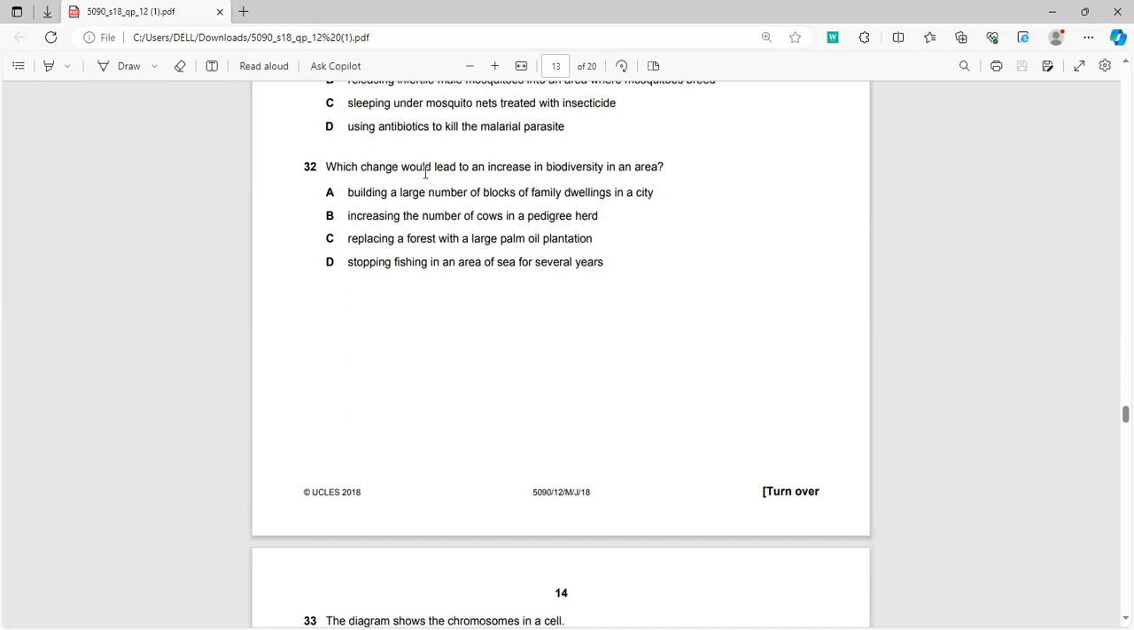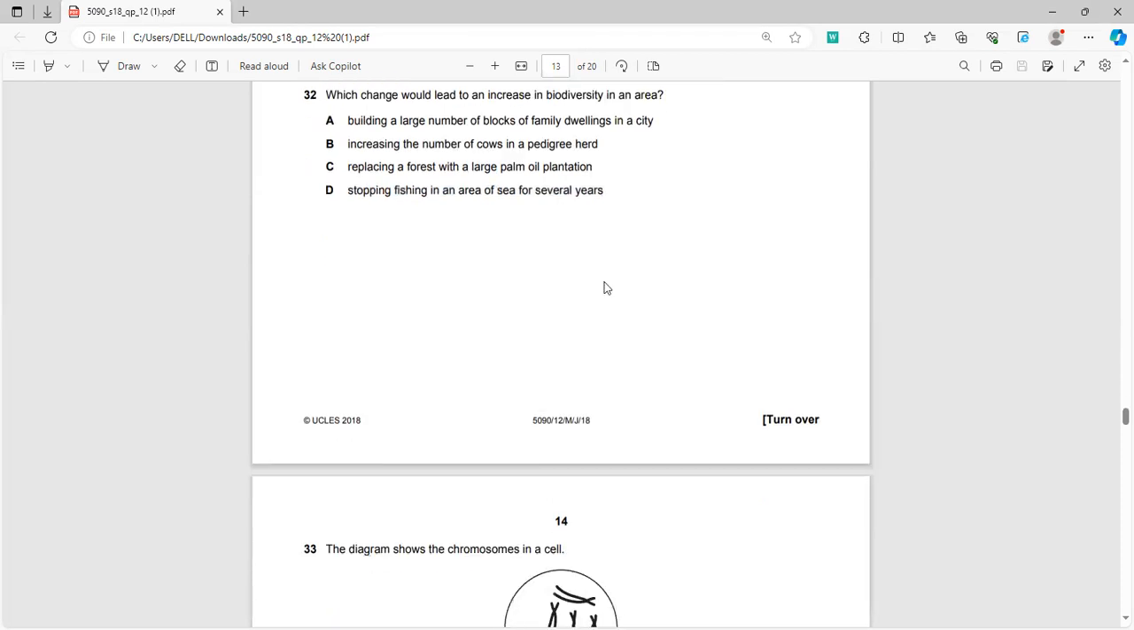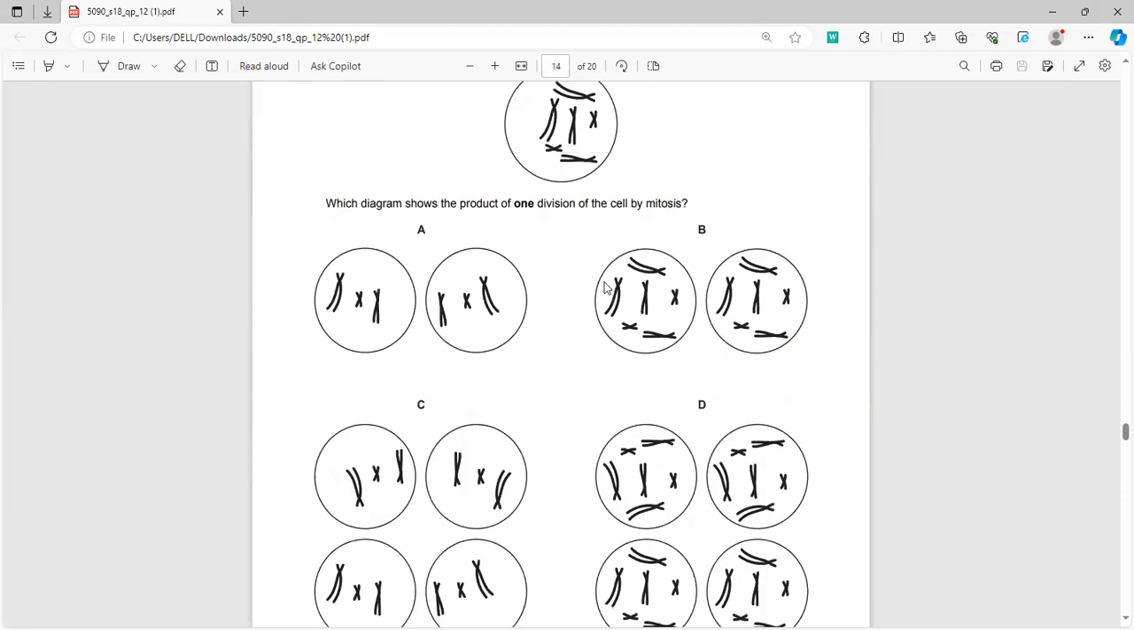Question 32, which change would lead to an increase in biodiversity in an area? Stopping fishing in an area of sea for several years. This will obviously increase the biodiversity since we'll start allowing the food chain to flourish and more consumers and predators and the whole food chain will start.